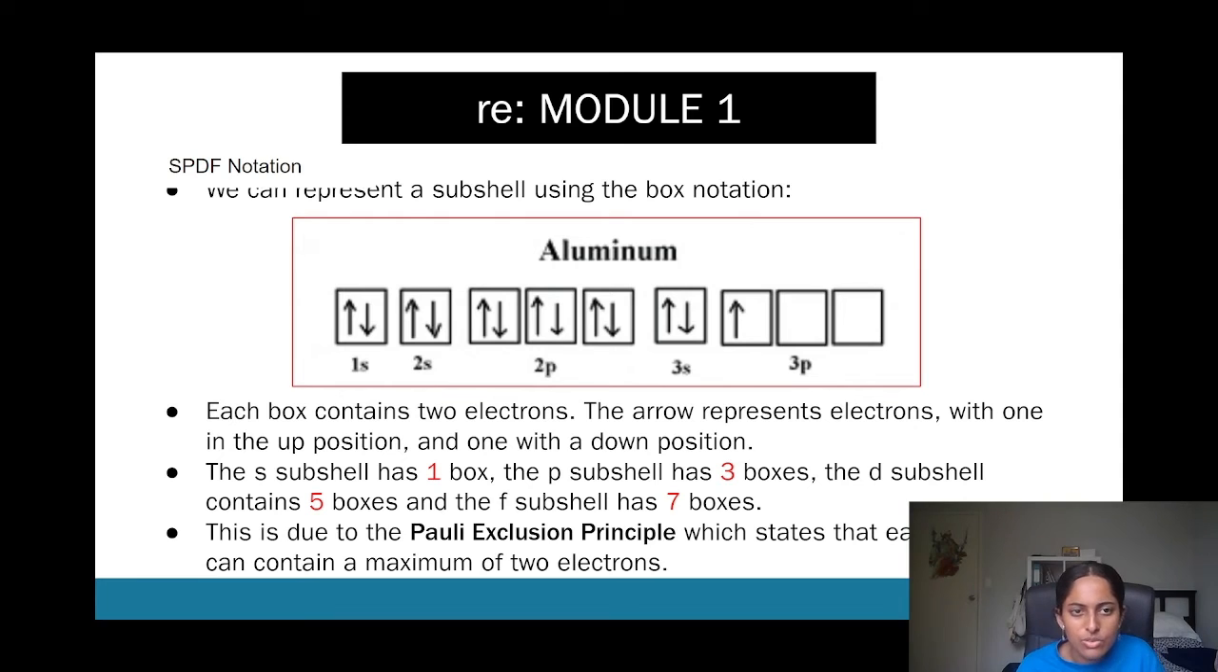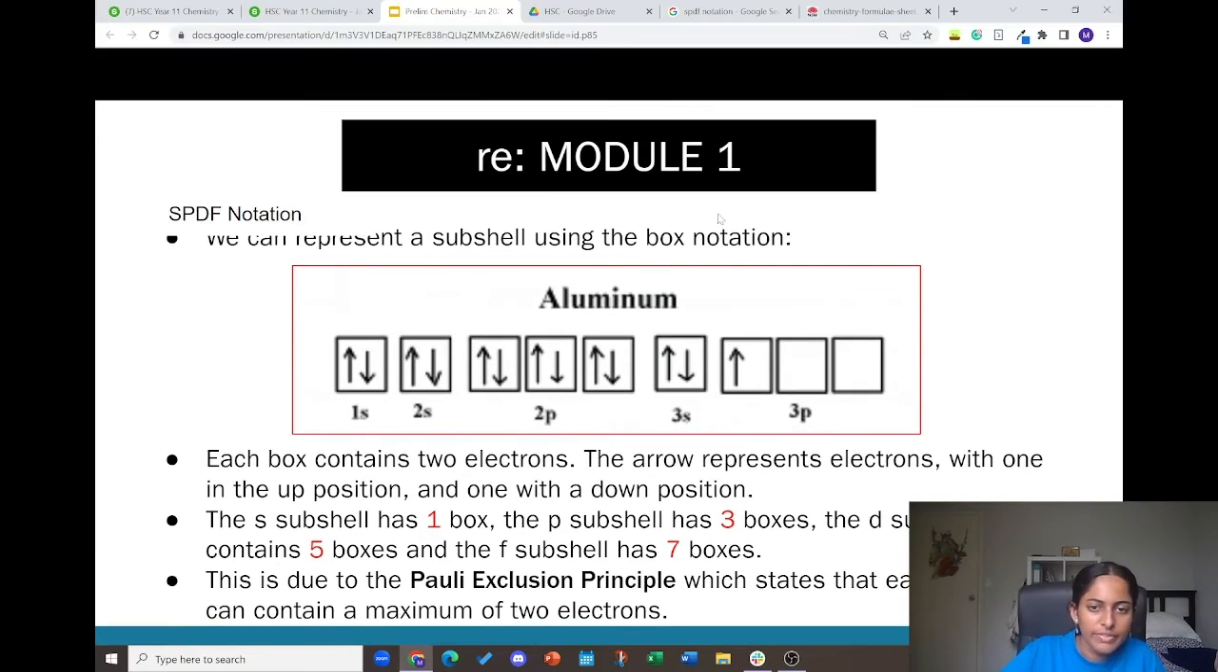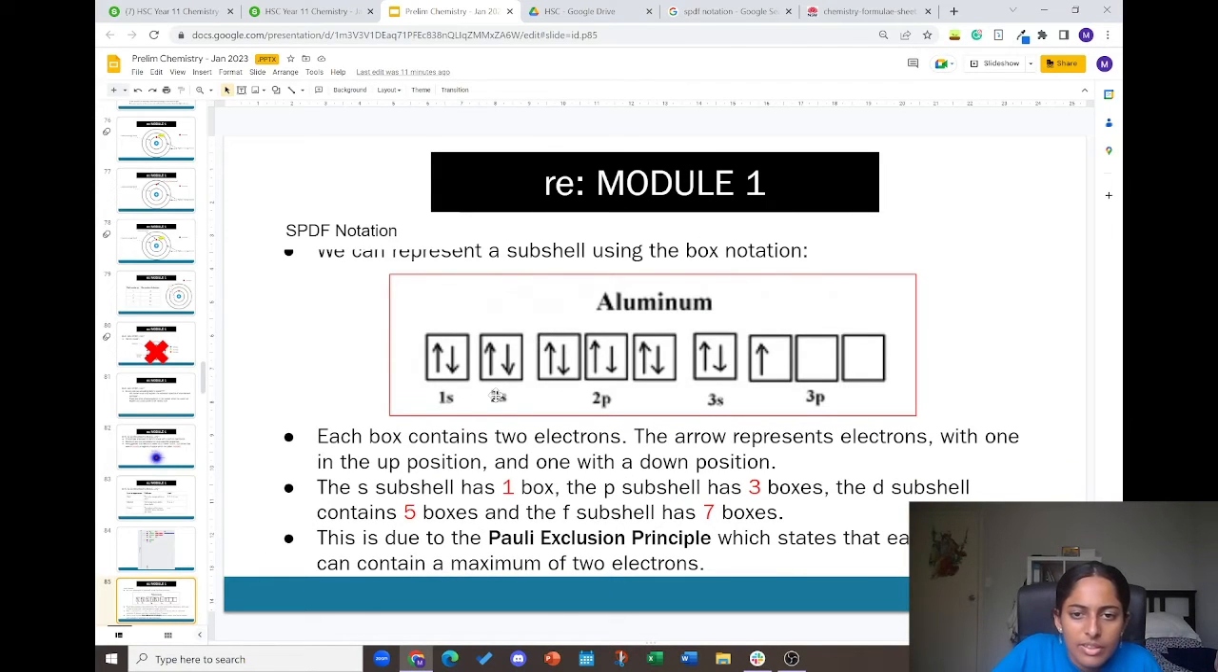If we're going to look further into SPDF notation, so that's pretty much how we represent these electrons in an atom through Schrodinger's model, and that's why we use SPDF notation. We can use something called the box notation. If you see over here, the box notation contains several different boxes that represent the different electrons.